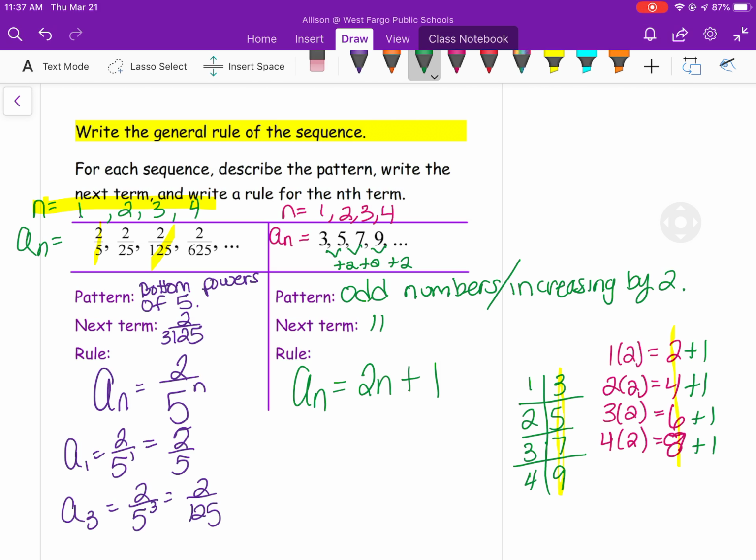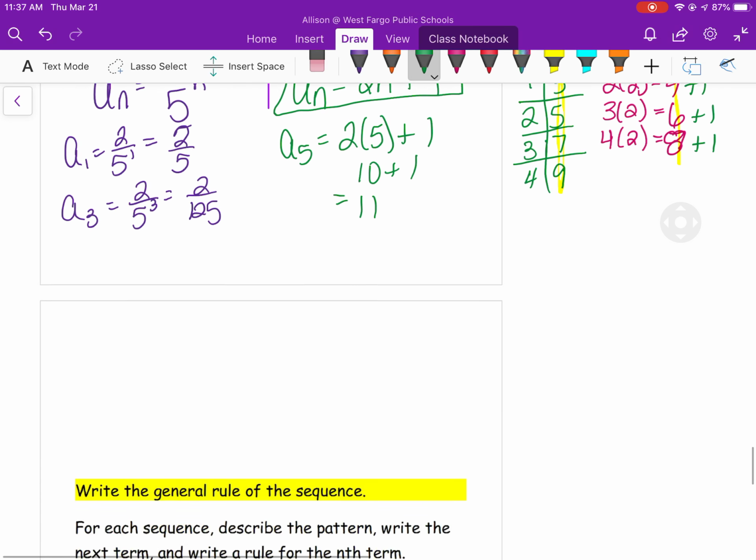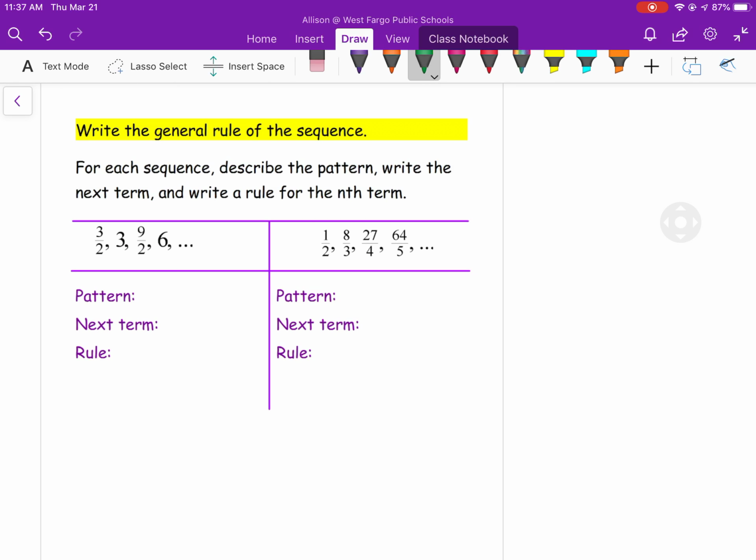And so I could find my fifth term. I said it was going to be 11. So my fifth term, if I plug in, make sure that it works, plug in 5 for n, I get 10 plus 1, which is 11. So I noticed that my n's were doubled and plus 1 more. And so that's how I can write my general rule. It really takes some practice trying to figure out what the pattern is and how to get from each one. So really the only way to get better at this is just to practice it.